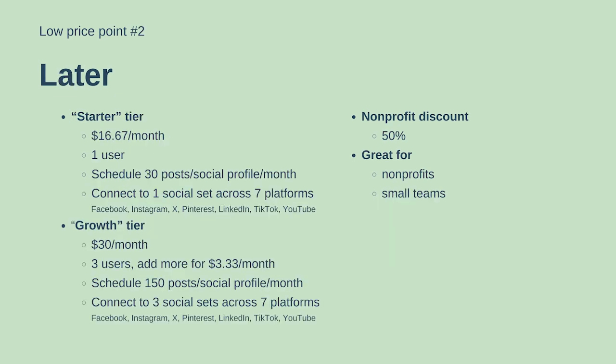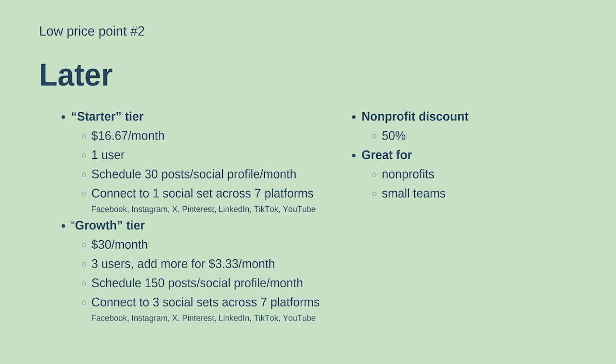Later is a platform whose starter tier is $16.67 per month, and their growth tier is offered at $30 per month, and they offer a 50% discount to nonprofits. The starter tier gives you one user and the ability to connect to one social set, one social profile across 7 platforms: Facebook, Instagram, X, Pinterest, LinkedIn, TikTok, and YouTube. You can schedule 30 posts per social profile per month.